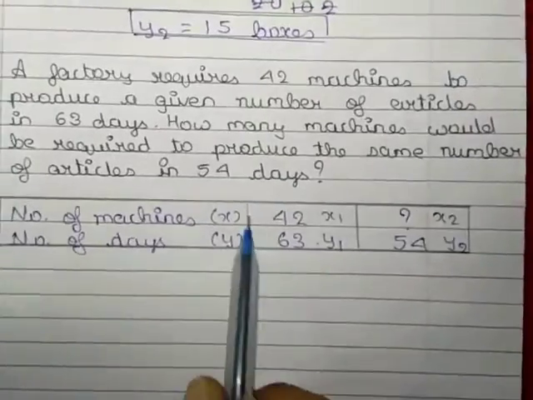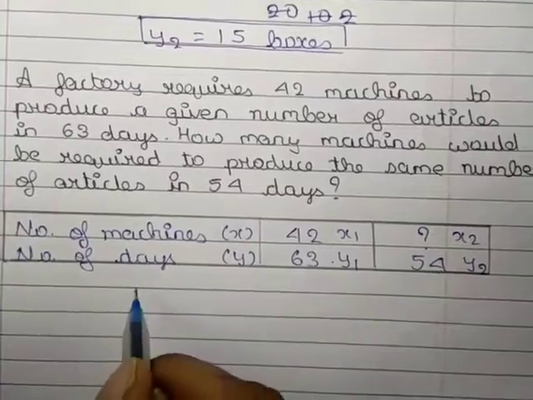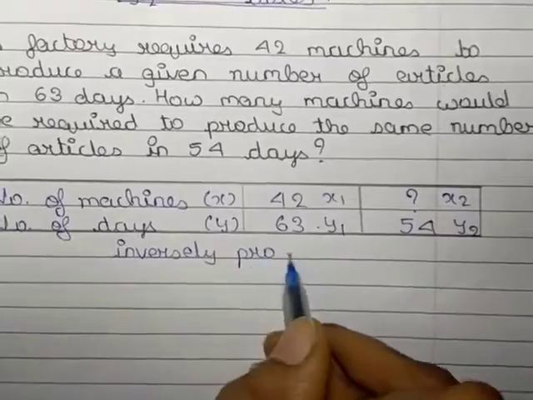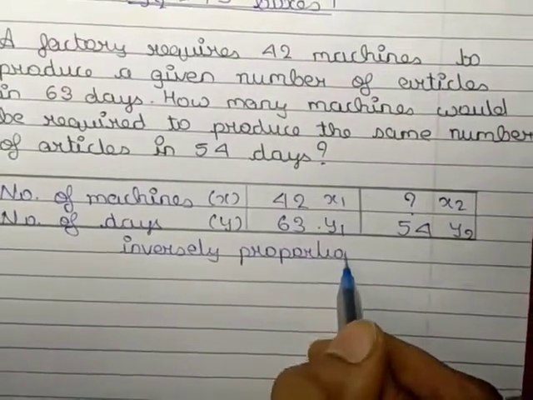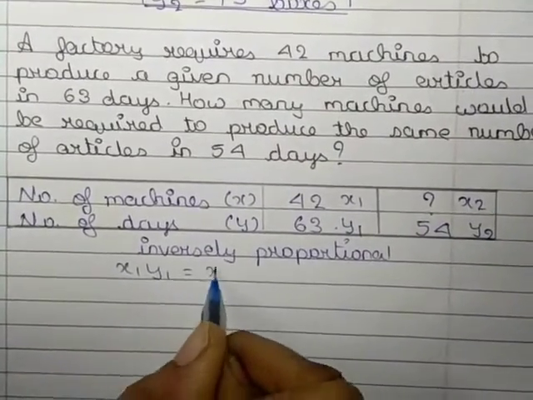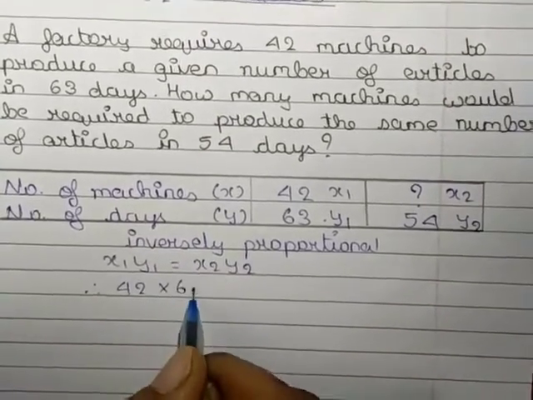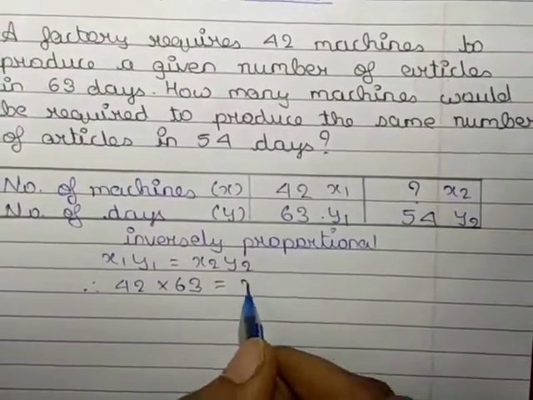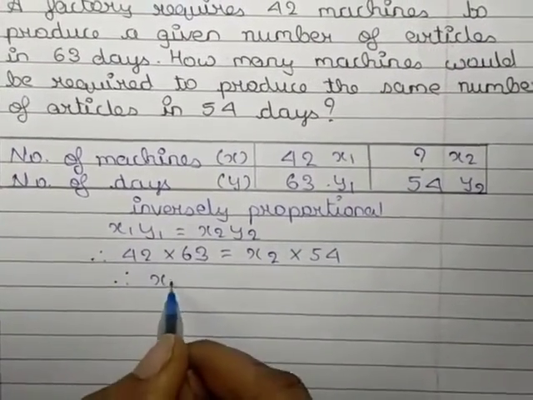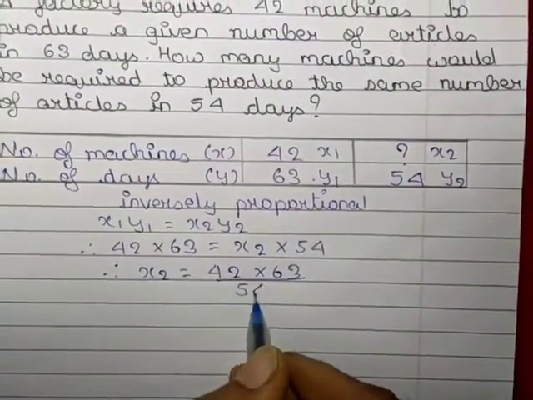So as one quantity is increasing, the other is decreasing, so it is indirectly proportional to each other, inversely proportional. So what is our formula for inversely proportional? That is X1 Y1 equal to X2 Y2. Here X1 is 42 multiplied by Y1 is 63 equal to X2 we have to find out, multiplied by 54. Therefore X2 will be equal to 42 multiplied by 63 divided by 54.